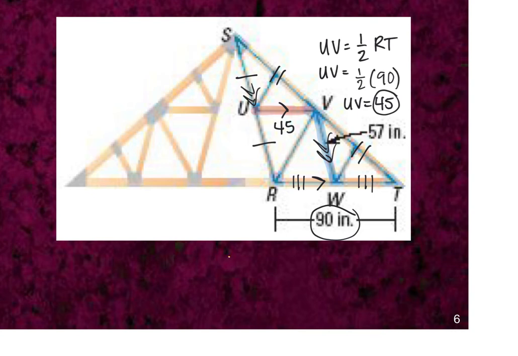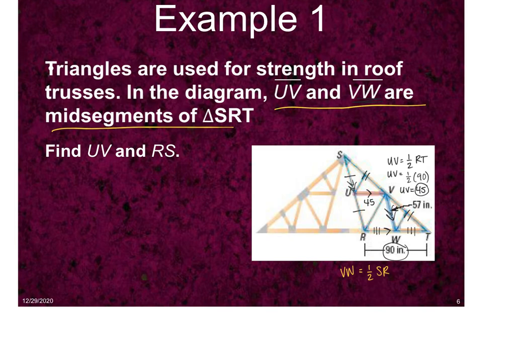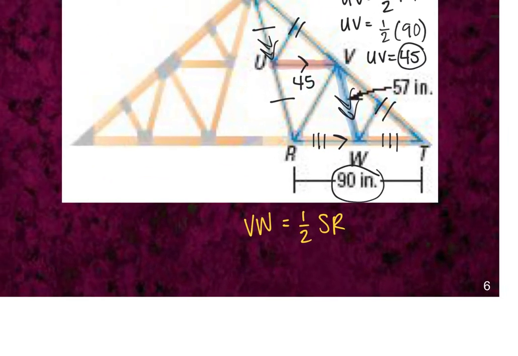It involves the length of VW. VW is half of SR. Very good, right? We know VW is 57, and this is asking us to find RS, or SR. It's the same, just reverse.